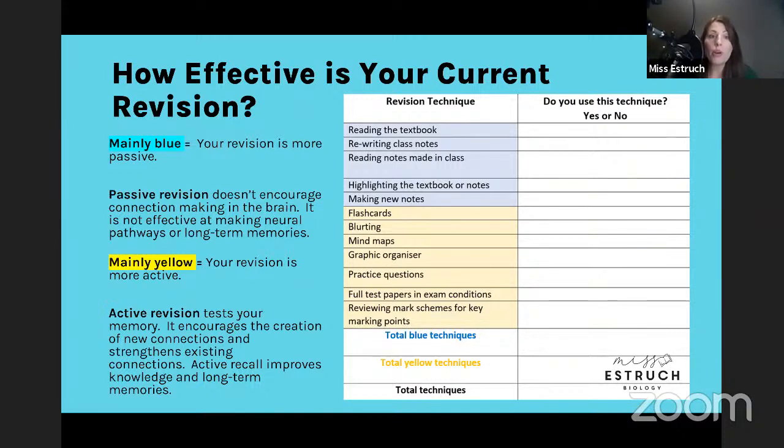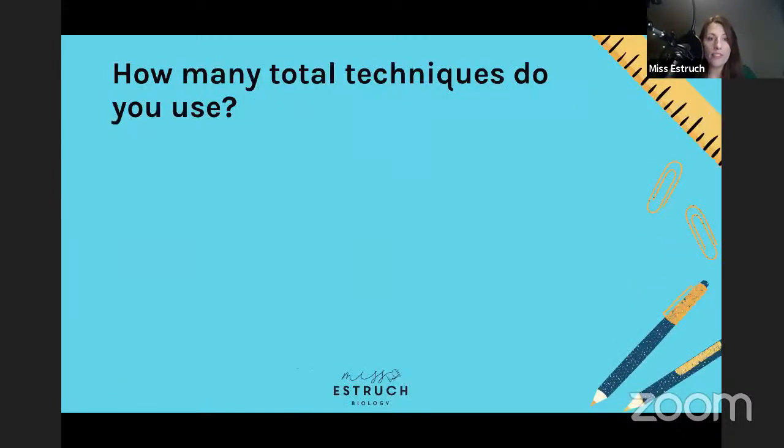So that's what we mean by passive versus active revision. And all of the revision techniques I'm going to talk you through are active. Now, the reason to go for active, we briefly said, but I'm going to go through a few more as well. The next question is, how many total techniques do you use?